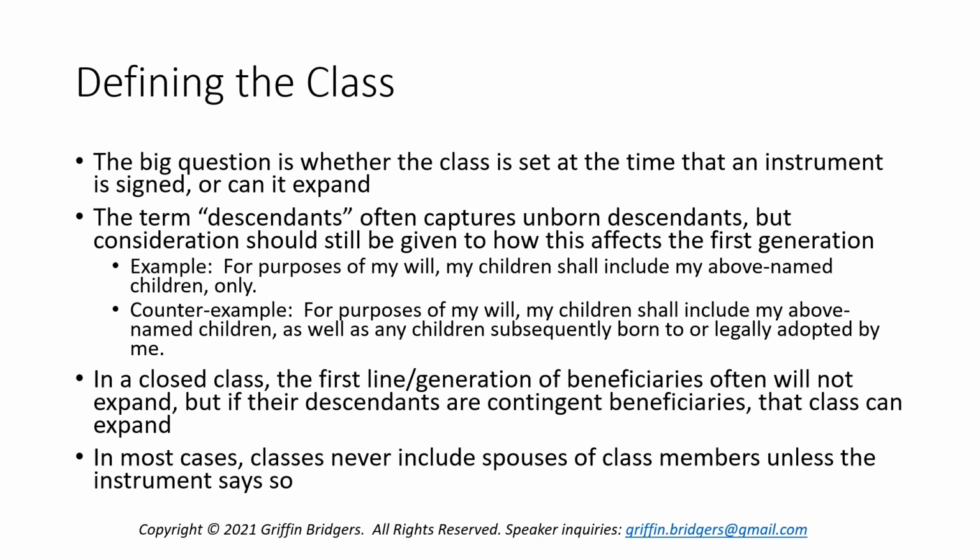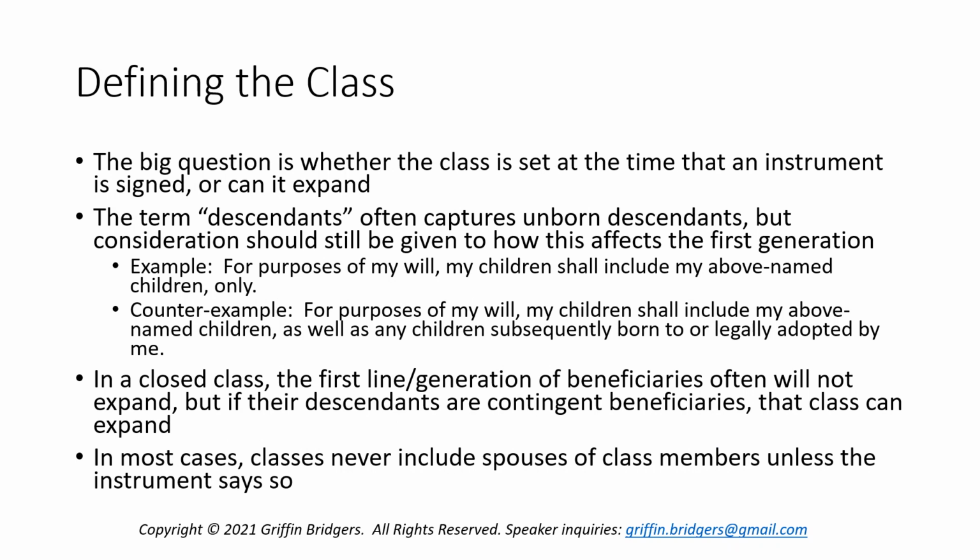So most often, descendants is a pretty loaded term, but it often captures unborn descendants, especially in second and third generations, because it's intended that, yeah, you have children now when you're setting up a document, but maybe down the road they'll have their own children, their grandchildren, and so on and so forth. So the question is, do you want to include them? Most often the answer will be yes, but also if you have any future children of your own that are born after you create the instrument, should they be included as well?